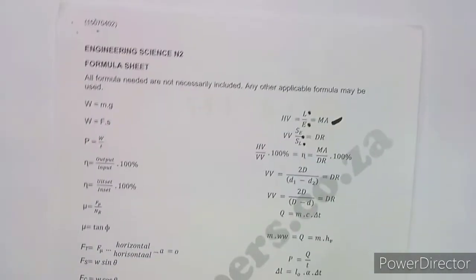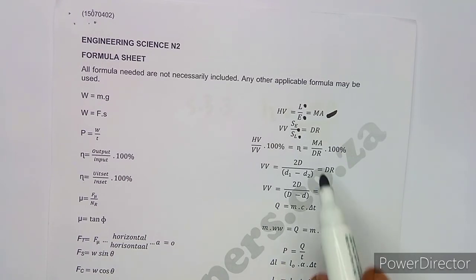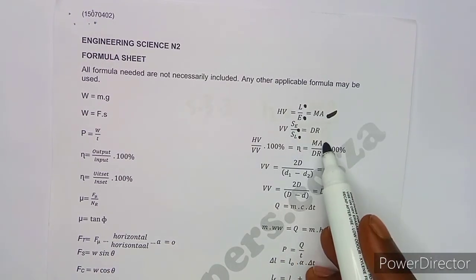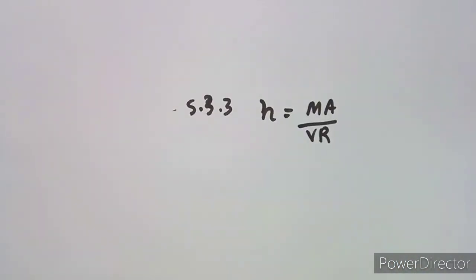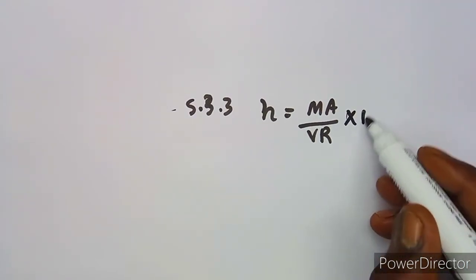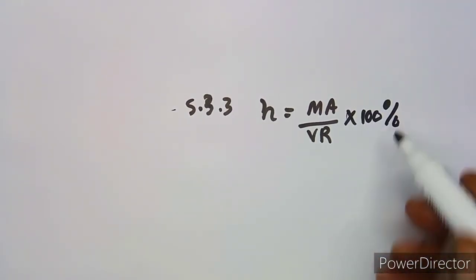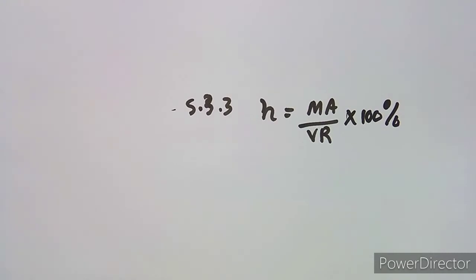So that is the efficiency here. Okay, so you can use efficiency, mechanical advantage over the velocity ratio times 100%. So that is what you're going to have. So whatever that you're going to have, you multiply it by 100%. So let's just substitute this and see.